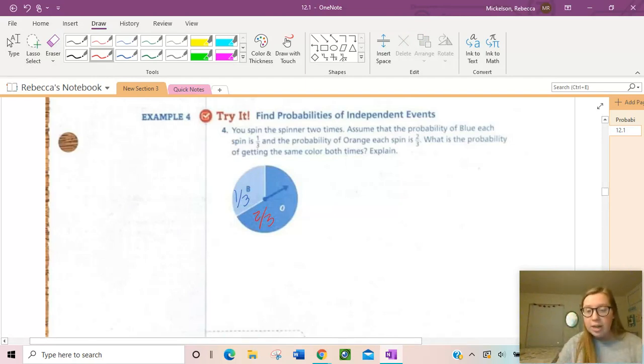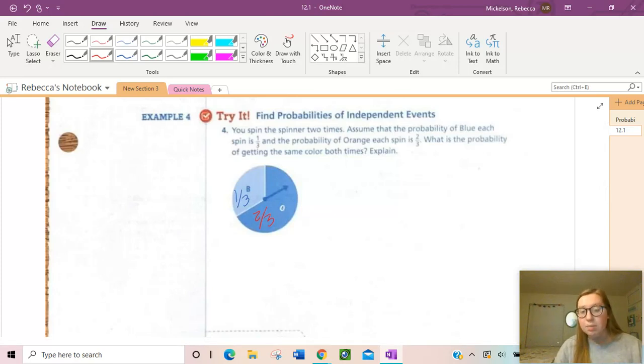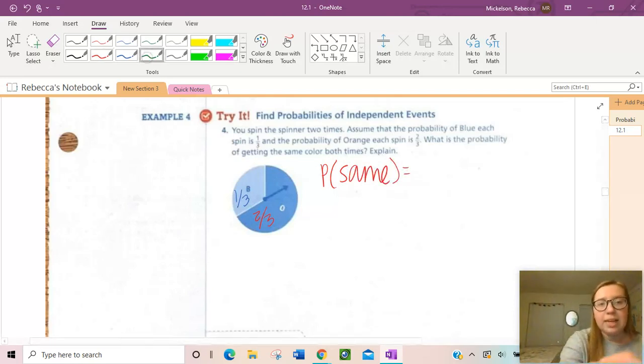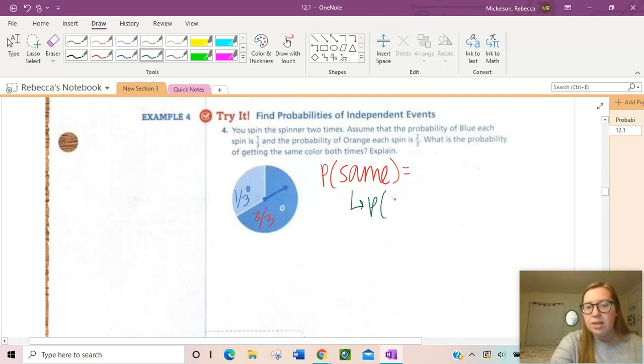So what we're asked to find is the probability of getting the same color both times. So we're trying to find the probability of the same. So let's talk about how many different ways that could occur. Well, the first one could be spinning and getting 2 blues. So we get a blue and a blue. And the second way could be by spinning and getting an orange and an orange.